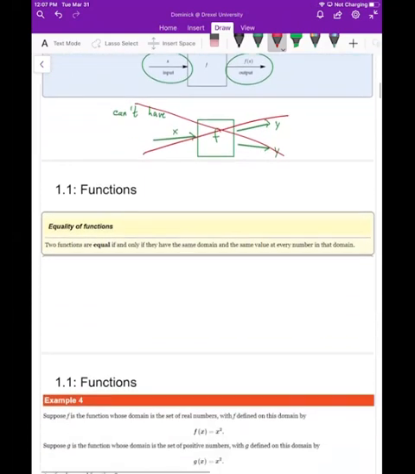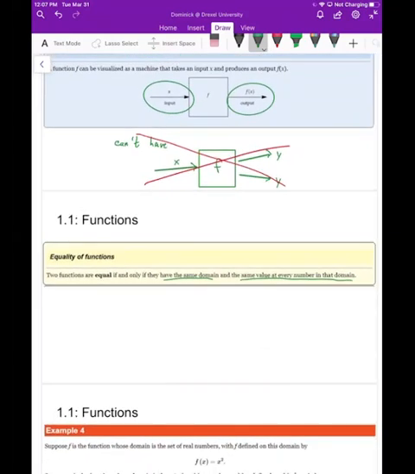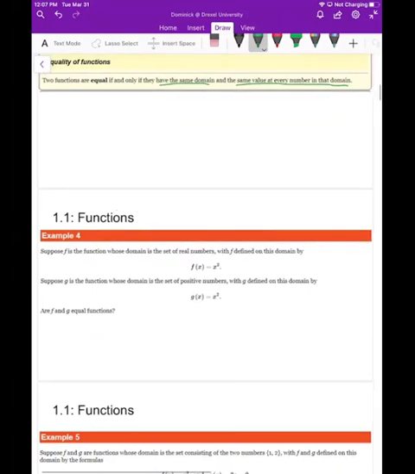Okay, now the next thing that we need to discuss is when exactly 2 functions are equal. So 2 functions are equal if they have the same domain and they have the same value at every number in that domain. We're going to find that functions that may look very similar are not equal because their domains are defined differently, and possibly functions that look very different are equal because on their restricted domain, they're equal at each one of those values. All right, so let's look at an example.